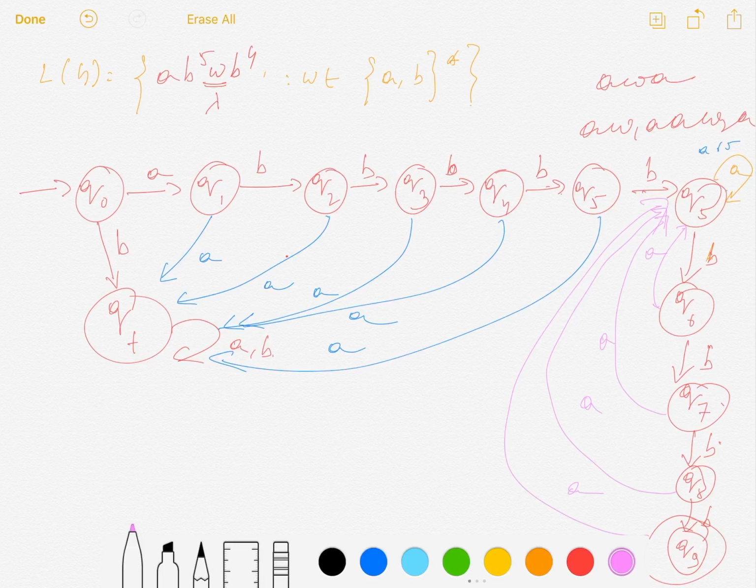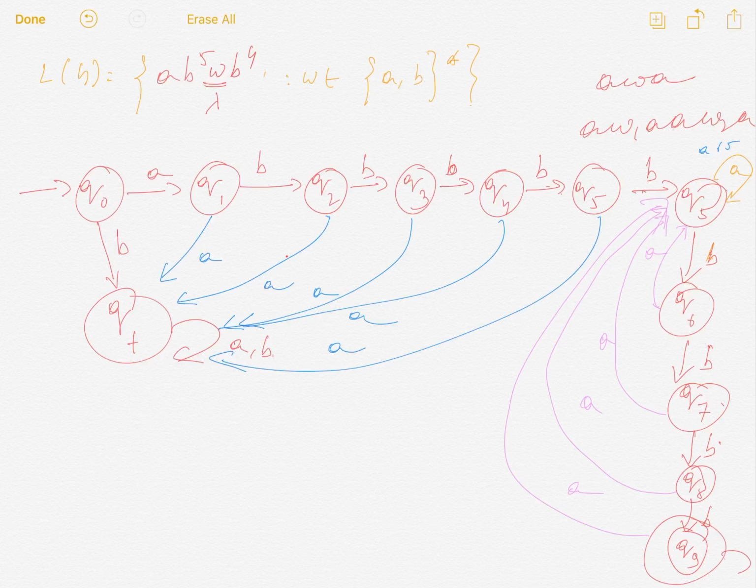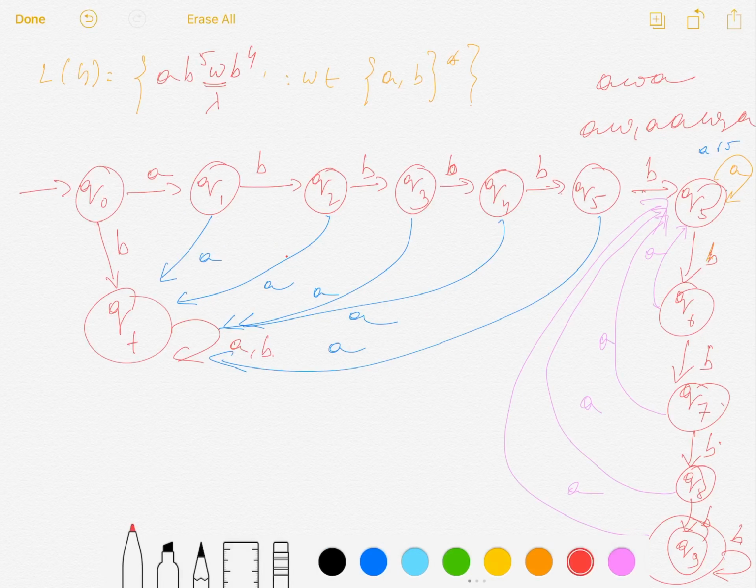Now all the states have consumed a and b except the last state. In the last state q9, if it gets a, then it should return back to q5, but if it gets b, then it should remain in the same state at q9. So this becomes a little bit complex because the number of inputs is higher, but it is a very easy problem.